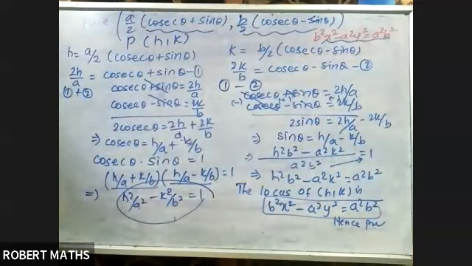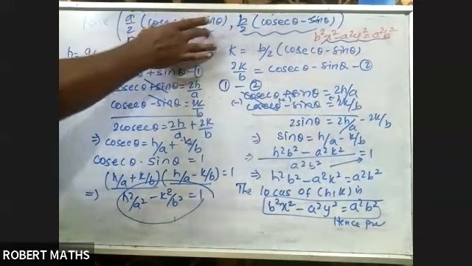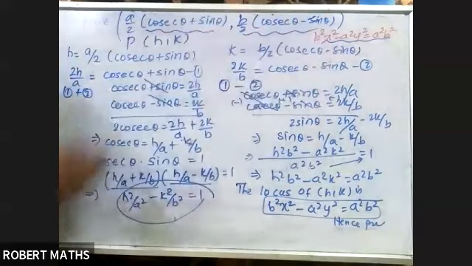Now, it is given that the coordinates of the moving point are a by 2 into cosecant theta plus sin theta, b by 2 into cosecant theta minus sin theta. Moving point means we have to take that as h comma k. Which means the h value is this one and the k value is this one. I have taken it like that.